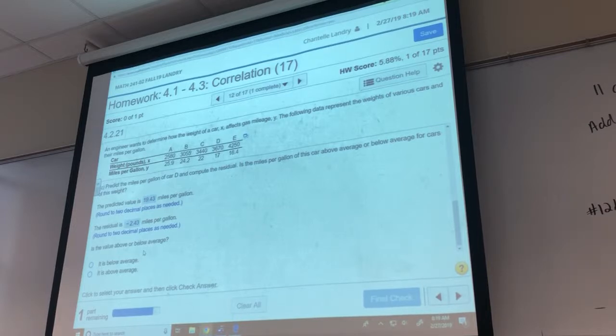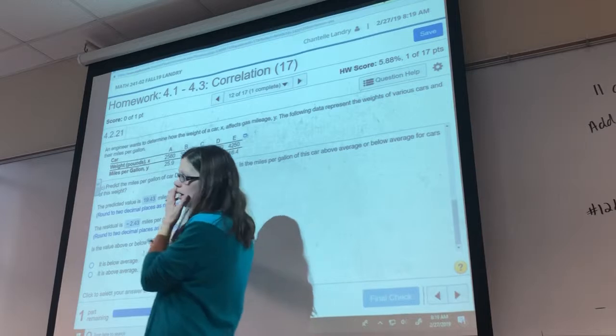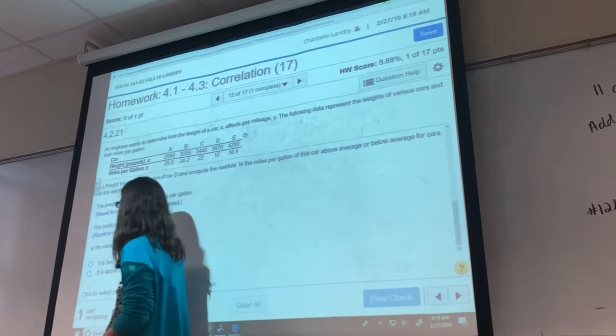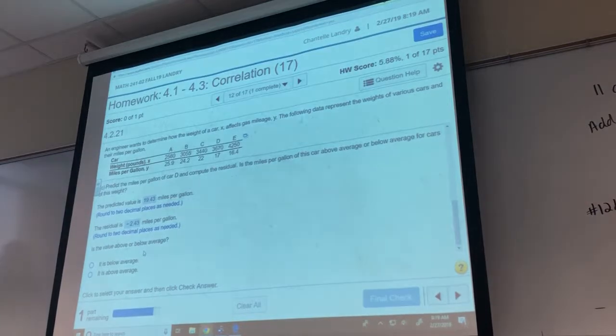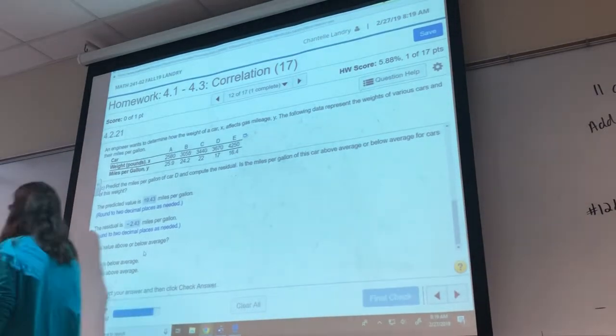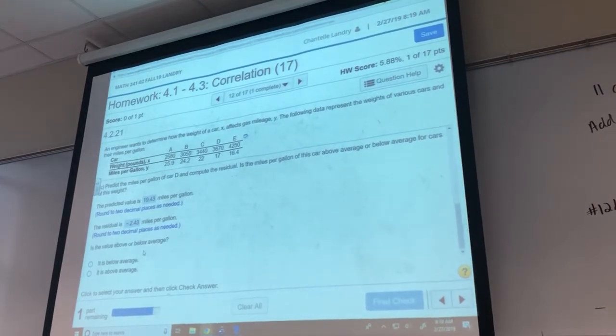And then when they ask you if it's above or below average, remember average is just going to be what we predict the least squares regression line to be. So if our average is 19.43 and our observed value is 17, that's less than our average or predicted value, so this one's going to be below average.